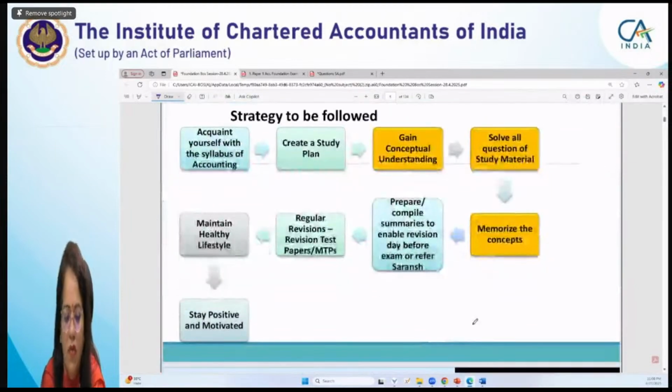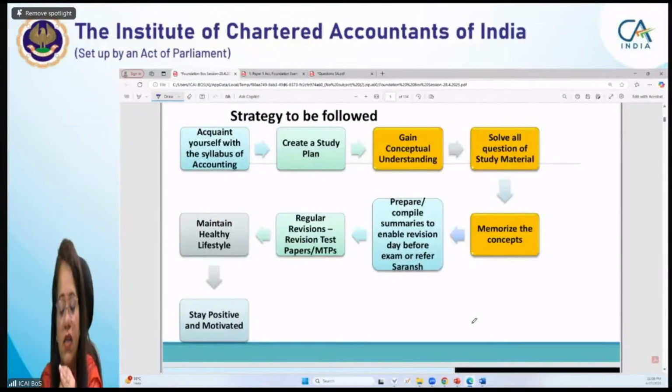What strategy should you follow? Acquaint yourself with the syllabus of accounting that I've already told you about. Create a study plan. Right now, only after the session, create a study plan. Which chapter will you be covering at what point of time? How much time will you be devoting to which chapter? All right, then gain conceptual understanding.